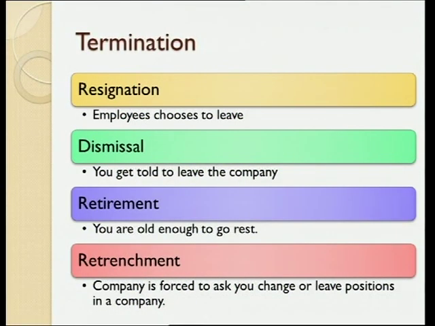All right, so we've also got terminating. How do we terminate you as a worker? There are four different ways. Now, all of them aren't as bad as they sound. When I resign, it's a resignation. This is where the employee chooses to leave. We have a dismissal. This is not the nice one. This is where I ask you to leave, or more precisely, I tell you to leave. And then retirement. This is when you reach the age of retirement and you can go rest. This is usually when you actually have enough savings to support your retirement.